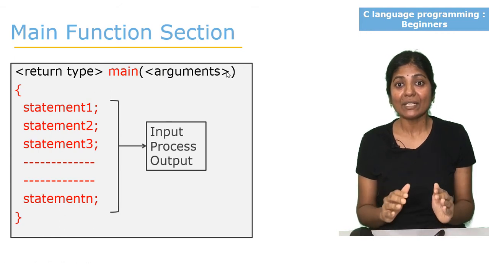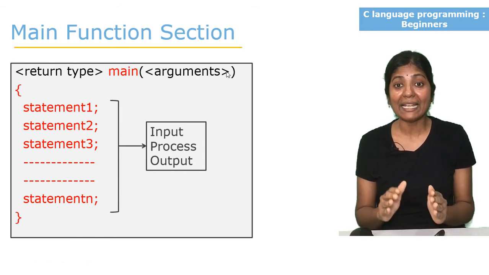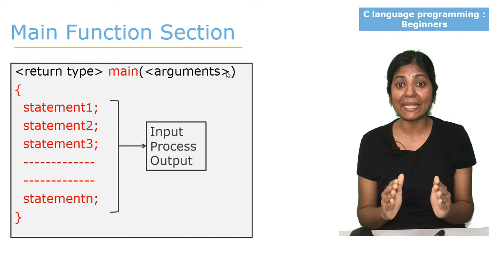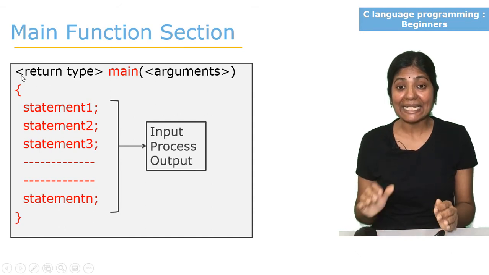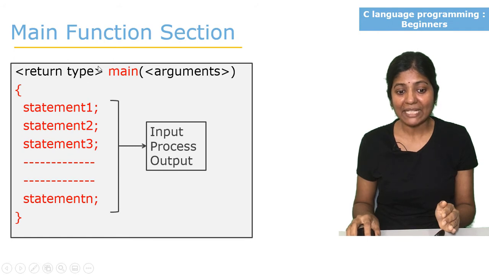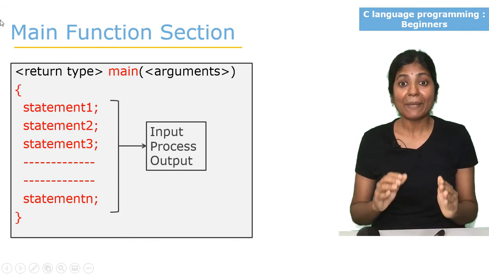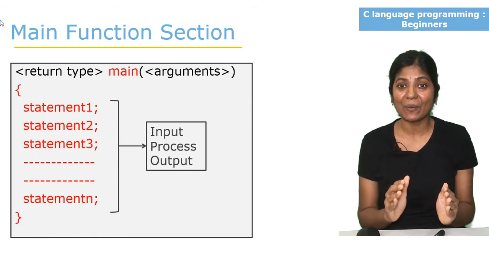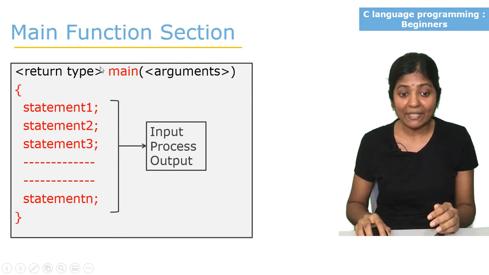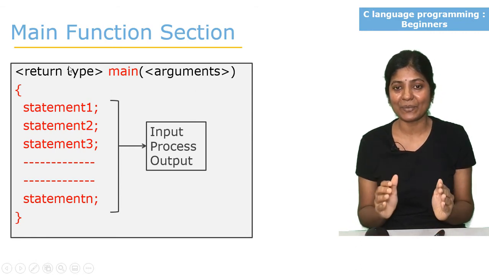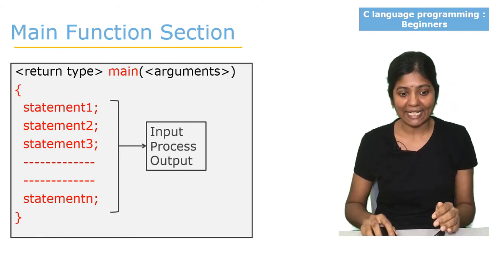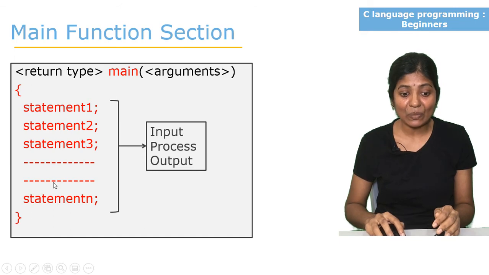For now, I am not going to take return type and arguments. We will know more about the arguments and return type in the functions chapter. Now, to say that it is optional, I wrote like this, between an opening angular bracket and a closing angular bracket. So make a habit of understanding the syntax, which one is a must and which one is optional. If I write like this in between the brackets, it means it is optional. No need to write. And a function will have a group of statements. Statement 1, statement 2 and so on, statement n.